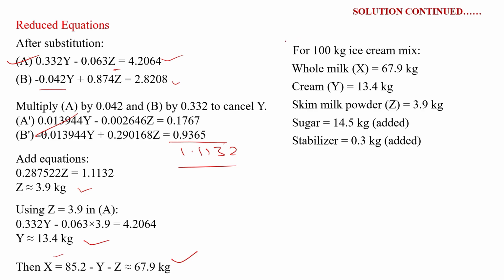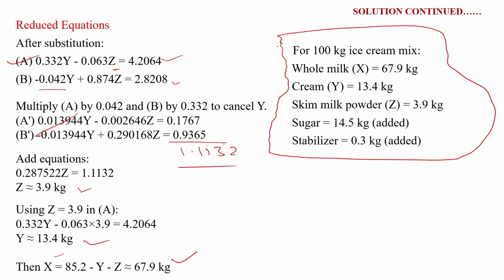So finally your answer is, for 100 kg mix, we require whole milk 67.9 kg, cream 13.4 kg, SMP 3.9 kg, and the sugar, which is given as 14.5 per 100, that is 14.5 kg to be added, and stabilizer 0.3 kg will be added. So if you add them all, we will have 100 kg of ice cream mix containing the required composition.